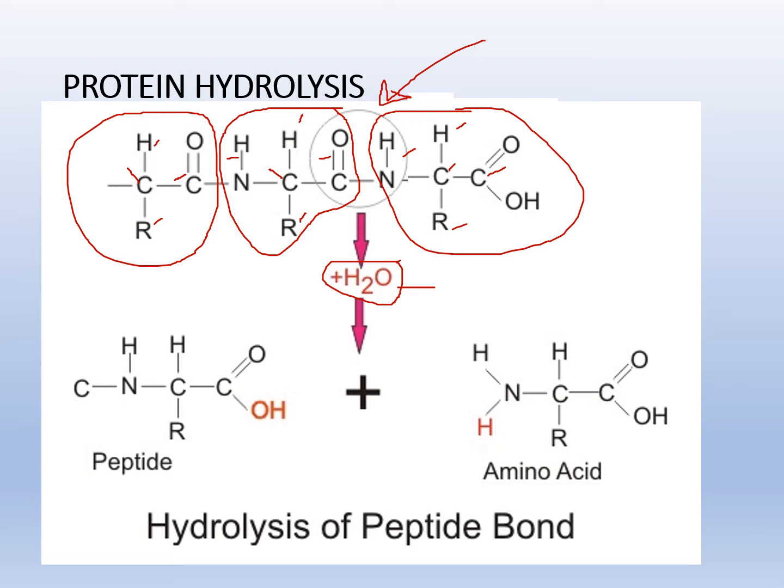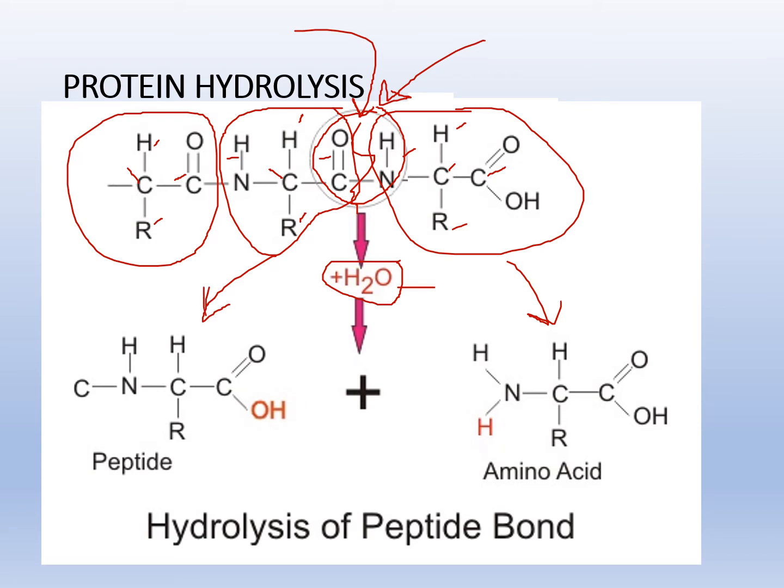The peptide bond again is the one encircled here by the blue circle. Yes, the C double bond O and H, that's your peptide bond. That is where your amino acids are linked together. So the goal of protein hydrolysis is to target the peptide bond, break the peptide bond to release your amino acids or smaller peptides.